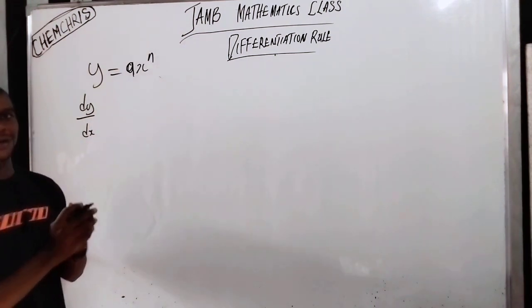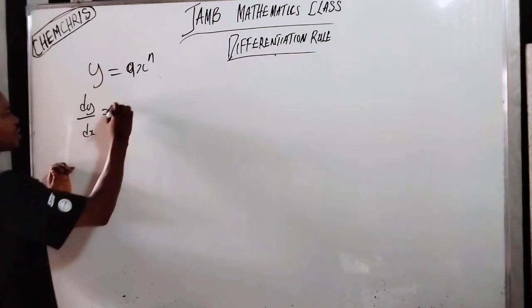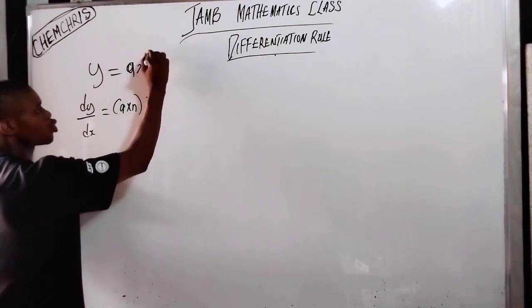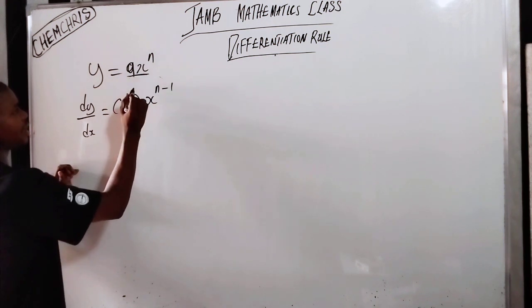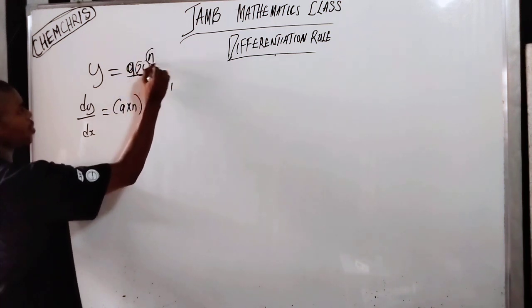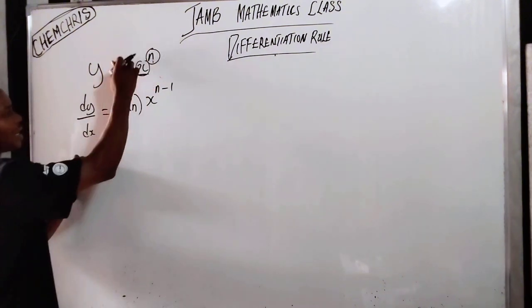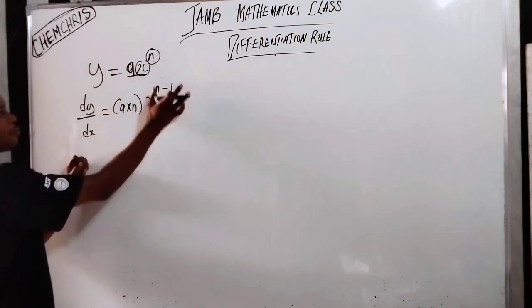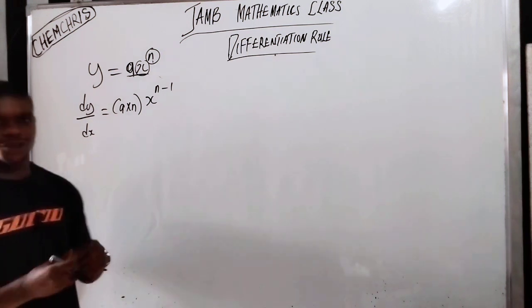So to differentiate from here, the formula method says that dy over dx is going to be a times n, right? It brings the power down. Then you subtract one from the power here. Because here we have the base, the coefficient, and the index, right? So to differentiate it, you bring the index down and multiply with the coefficient. Then subtract one from the index.